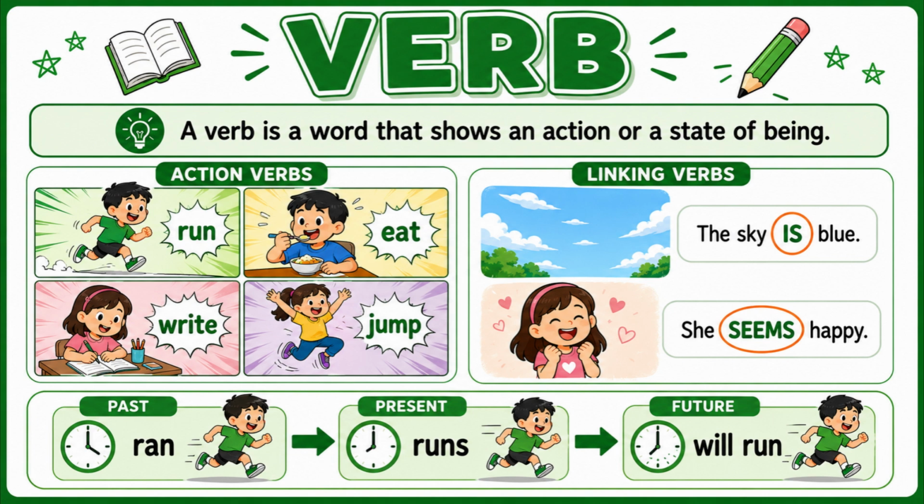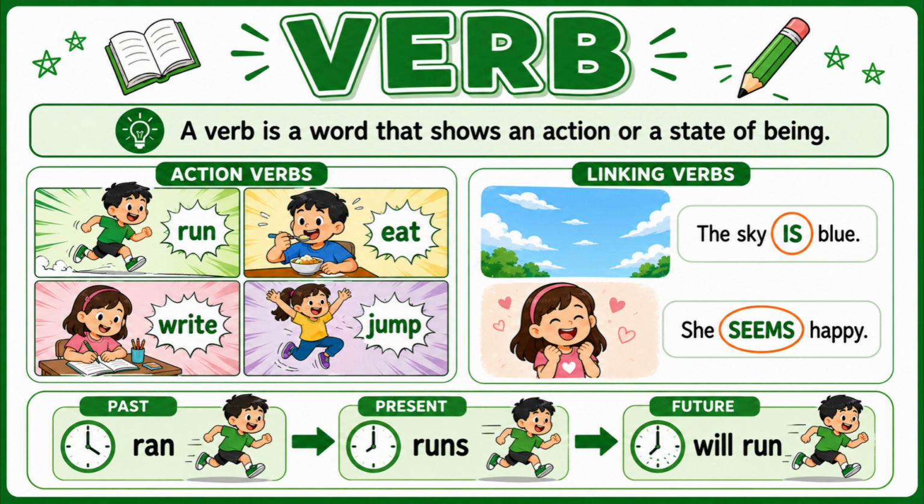Linking verbs do not show action. Instead, they connect the subject to a description. The most common linking verb is the word is. For example, the sky is blue. The sky is not doing anything. Is simply linking the sky to the description blue. Other linking verbs include am, are, was, were, seem, feel, look, become.